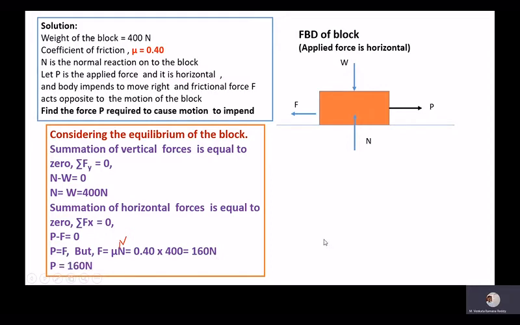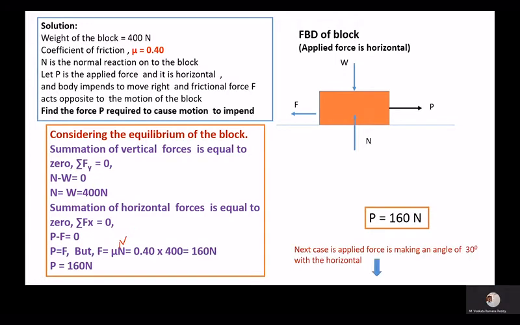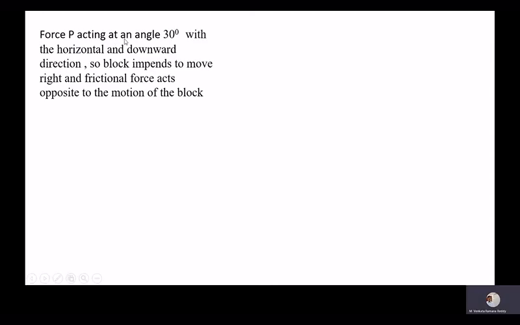Now we'll move towards the second case. That is, force P acting at an angle of 30 degrees with the horizontal in the downward direction. So the block impends to move right and frictional force acts opposite to the motion of the block, that is towards left. Now we'll draw the free body diagram. On the surface, the block is resting. As we know, the weight always acts vertically down, that is perpendicular to the ground, and normal reaction is perpendicular to the surface of the block.